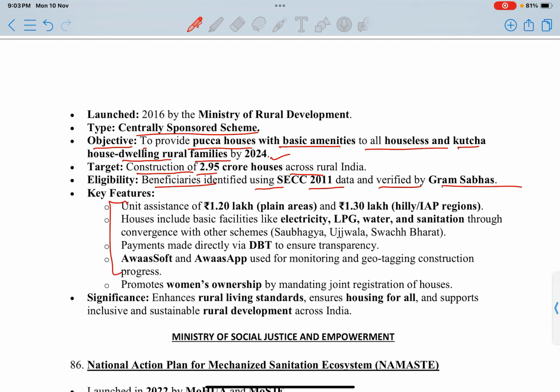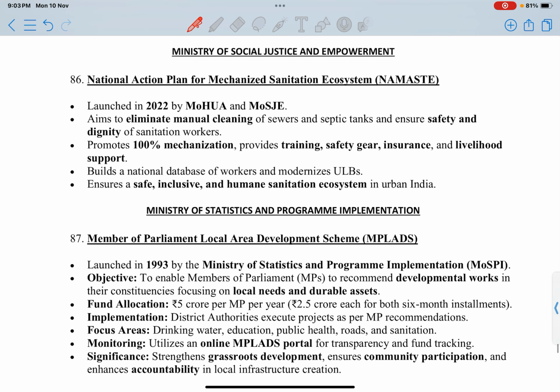What are the features? The beneficiary will get 1.2 lakh in plain areas and 1.3 lakh in hilly areas. The house includes basic facilities like electricity, LPG, water, and sanitation. The payment is made directly by DBT, direct benefit transfer. AwaasSoft and the Awaas app are used for monitoring, geotagging construction and progress. So during the construction of the house, you have to upload the photos of different stages in this app.